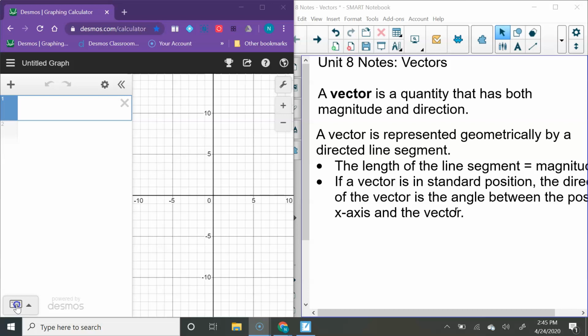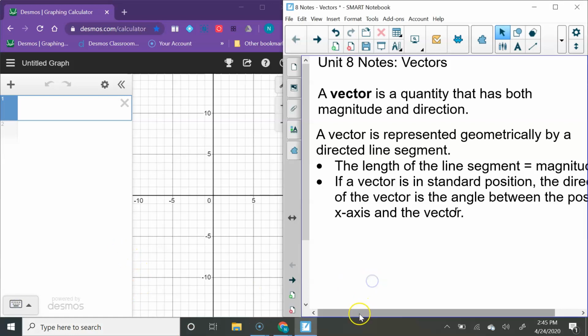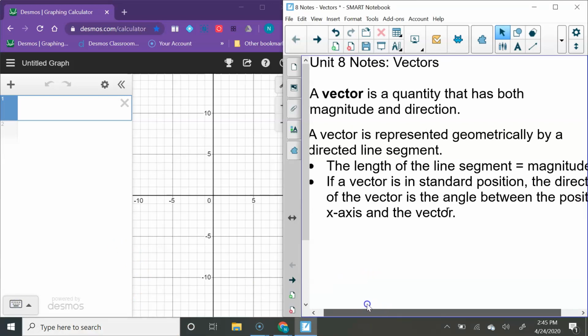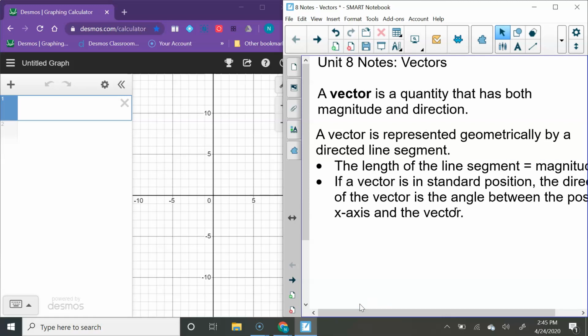There are other things that we'll look at that can be seen here. A vector is represented geometrically by a directed line segment, which we're going to see here in a minute. The length of that line segment is your magnitude, and if a vector is in standard position, the direction of the vector is the angle between the positive x-axis and the vector. We'll see all that here in a second.